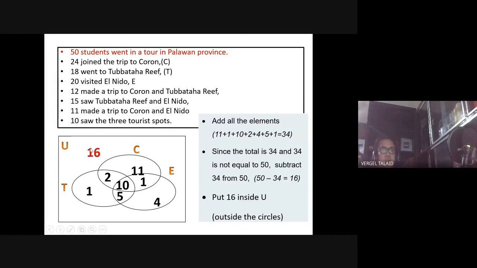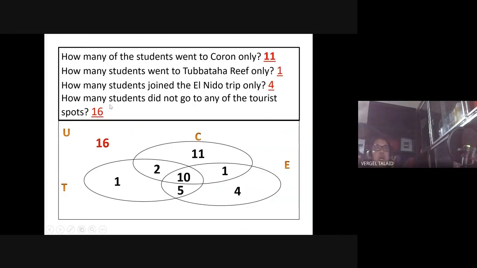So the last part is we are going to answer the questions. How many of the students went to Coron only? Coron only. So we have here 11. This is Coron only. Take note, Coron only meaning these are the students who did not go to El Nido and not to Tubataha Reef. They were in Coron only.